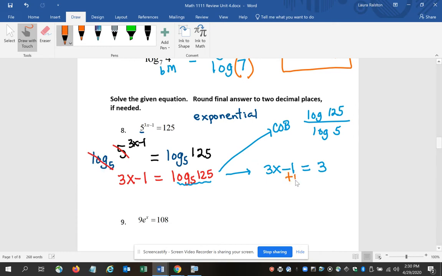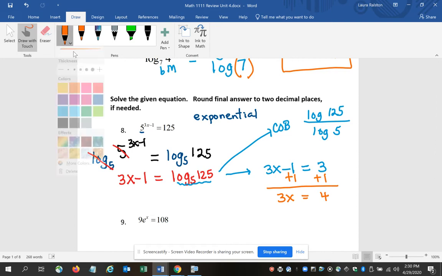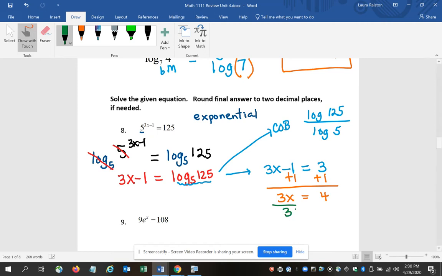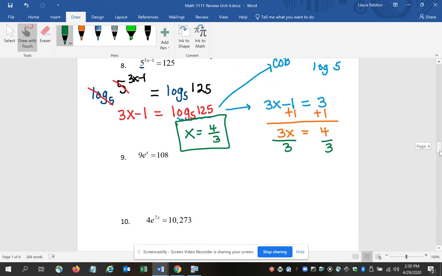So I'm going to solve for x. I need to add 1 to either side. So I have 3x equals 4. And then I'm going to divide both sides by 3. So ultimately my answer is x equals 4/3. There's a lot of little steps in there.